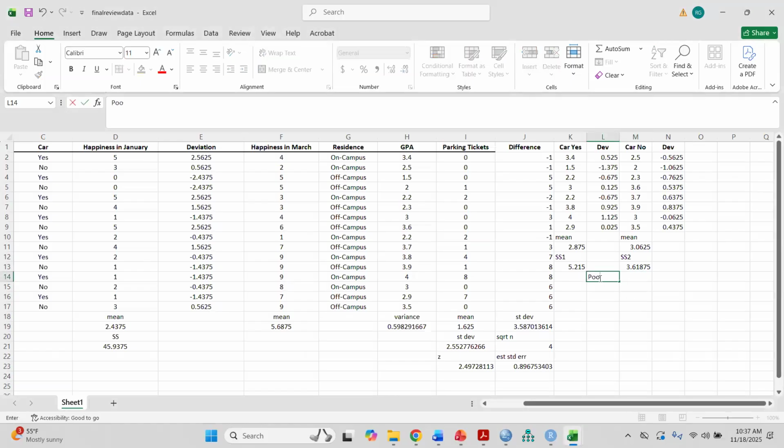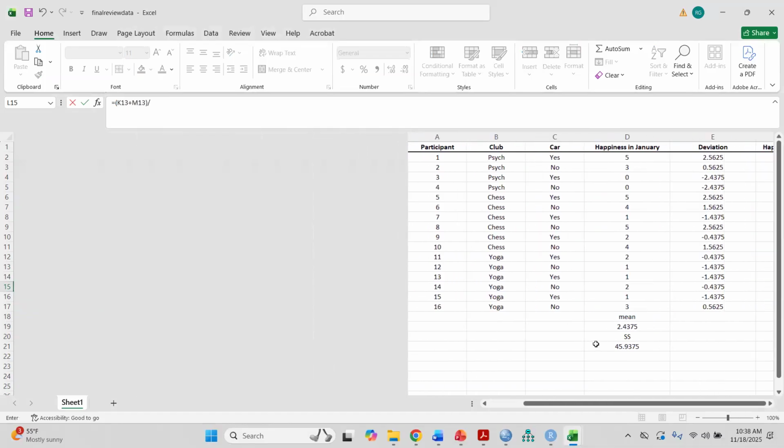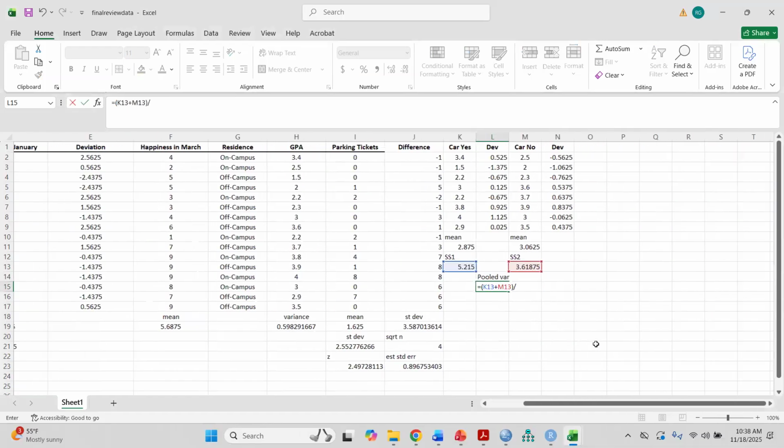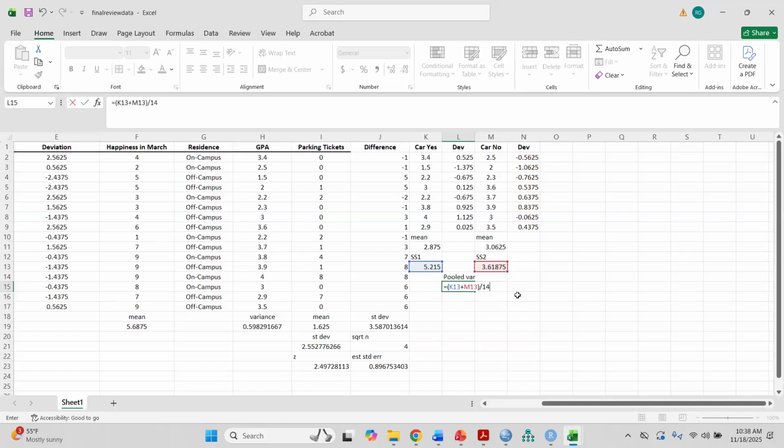Okay, pooled variance equals the sums of squares of group 1 plus the sums of squares of group 2 divided by, well, I'm just going to go with the number of people in the study minus 2, n minus 2. We know that there's 16 participants, so 16 minus 2 is going to be 14. Okay, pooled variance 0.63. Nice.